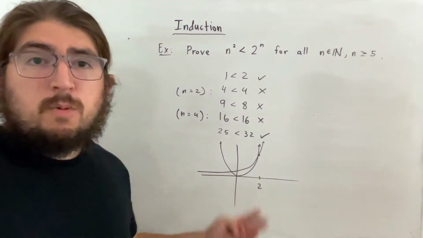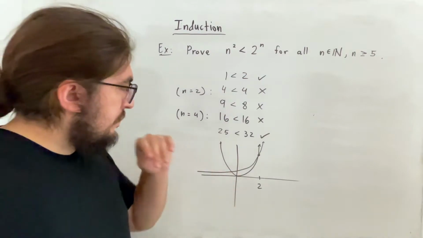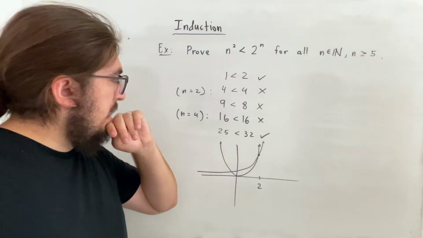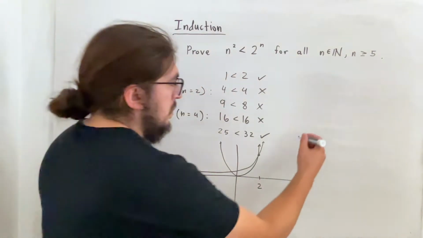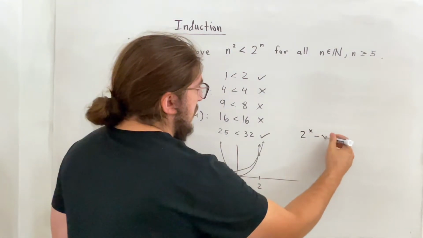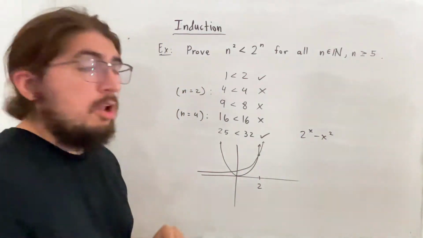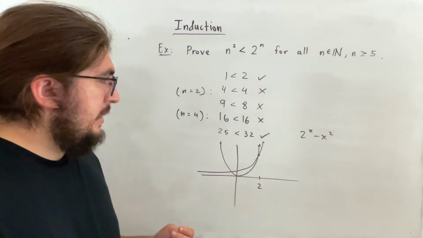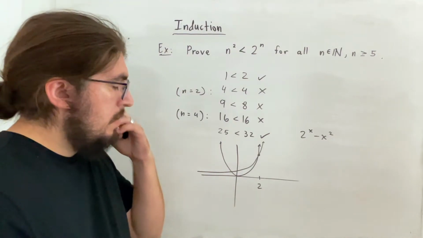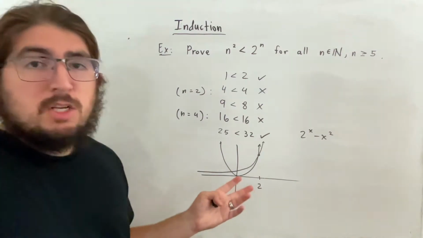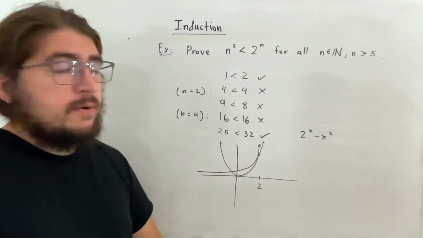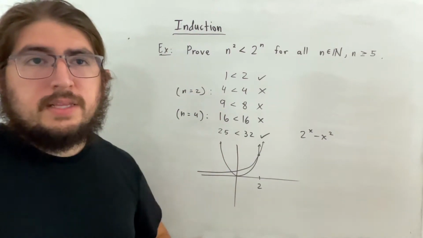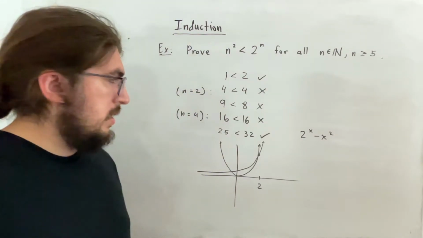Now, a really nice, clever way of proving this is to show that the difference, 2 to the x minus x squared, is always increasing, and that, I guess, it's always increasing and positive when x is greater than or equal to 5. So you can do that, but that's not an induction thing. That's just kind of a calculus proof, actually.